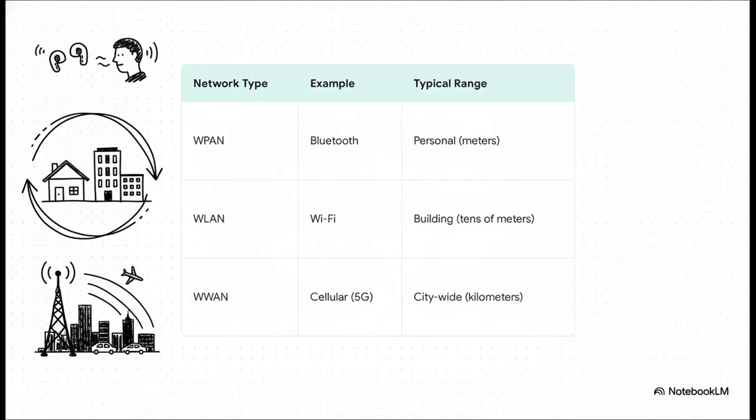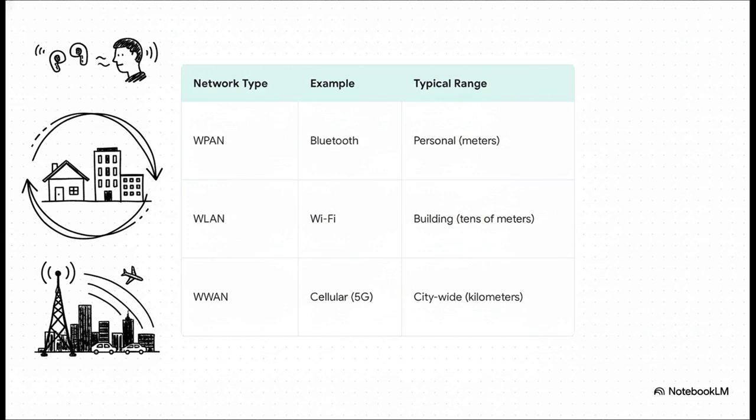Now, the kind of highway our data takes really depends on where it's going. If you're just connecting your earbuds, which are only a few feet away, it'll use a personal area network, or WPAN. That's Bluetooth. For your house or your office, it's a local area network, or WLAN. Yep, that's your Wi-Fi.